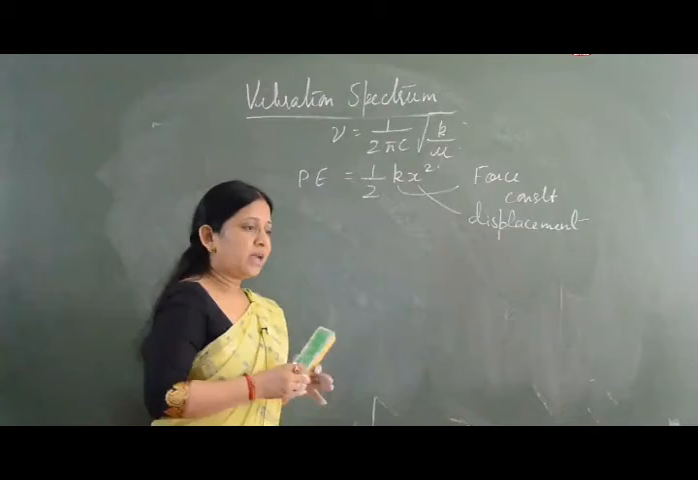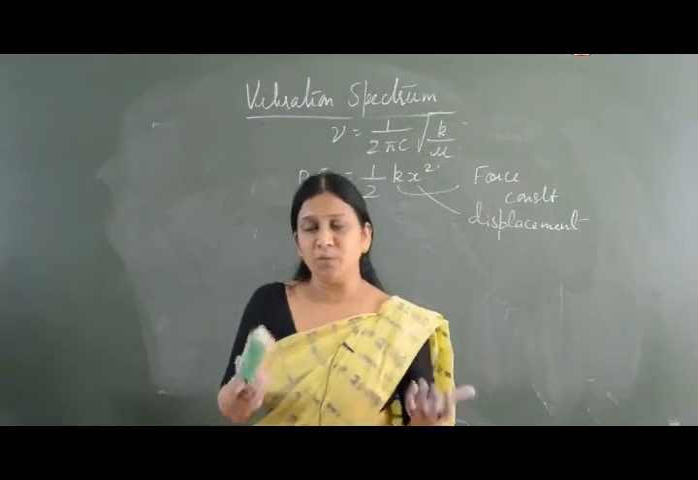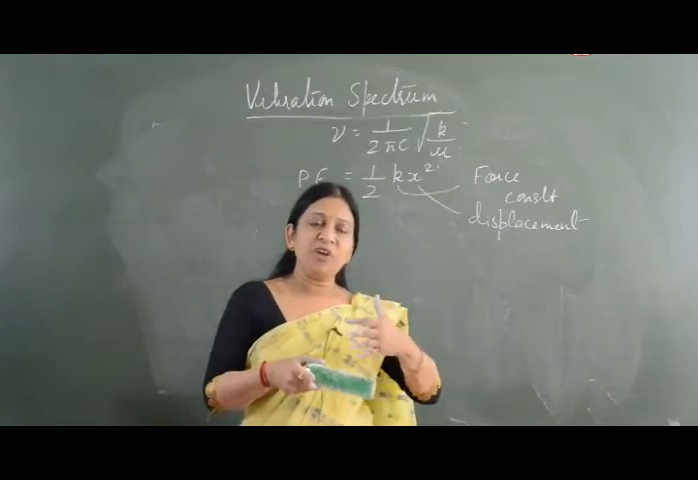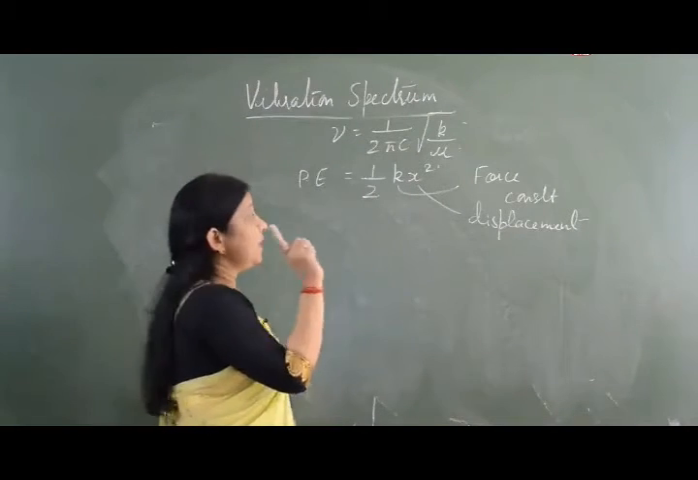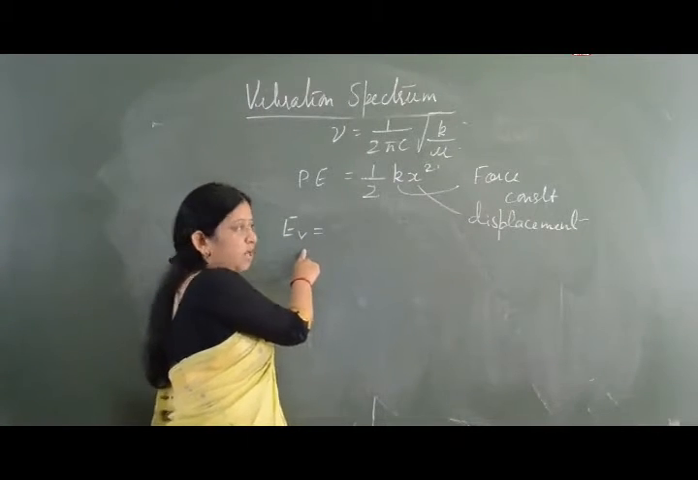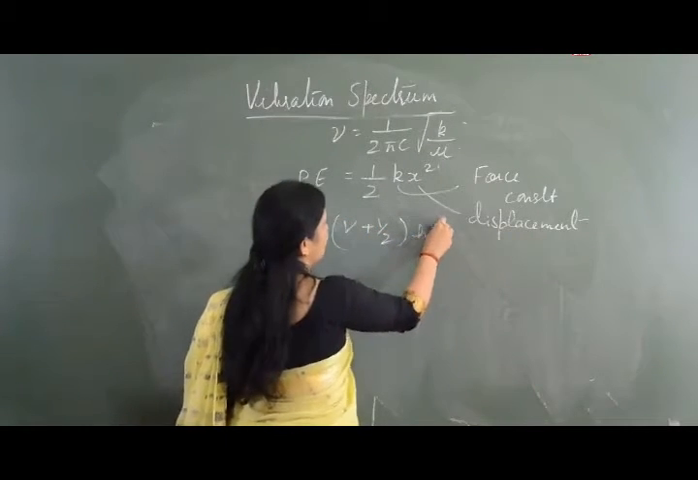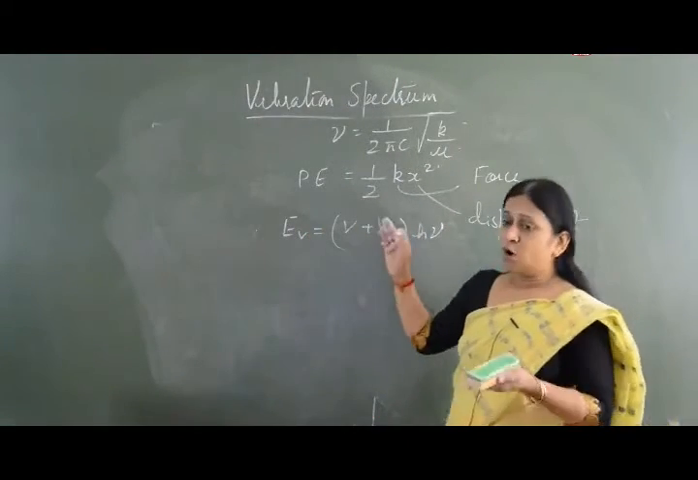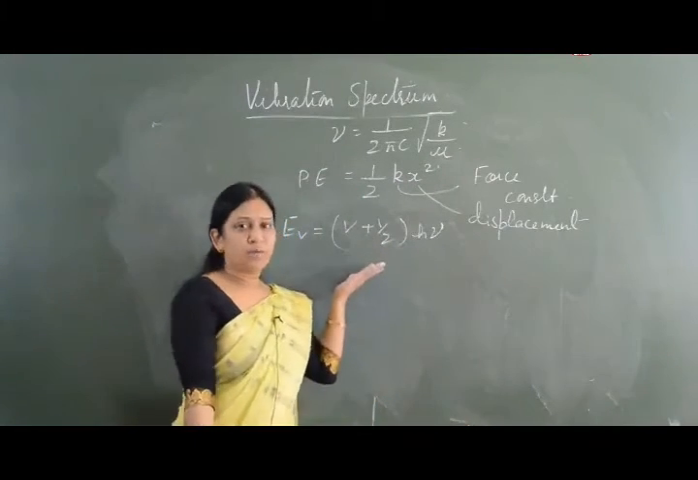Now if I solve the Schrödinger wave equation for a diatomic molecule which is vibrating as a simple harmonic oscillator, then we get vibrational energy levels, and the energy of those levels is given by E_v. E_v is the energy of the vibrational quantized energy level, which is given by (v plus half) h nu. So when the Schrödinger wave equation is solved for a diatomic molecule vibrating as a simple harmonic oscillator, the energy is given by this equation.